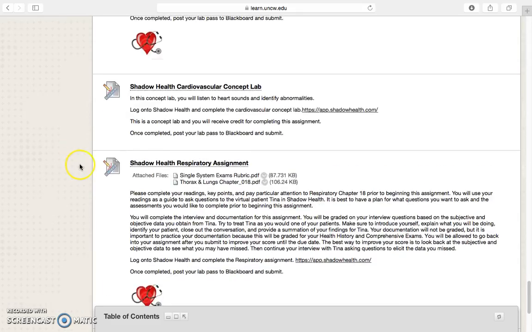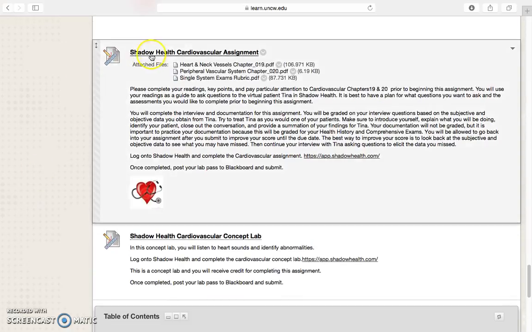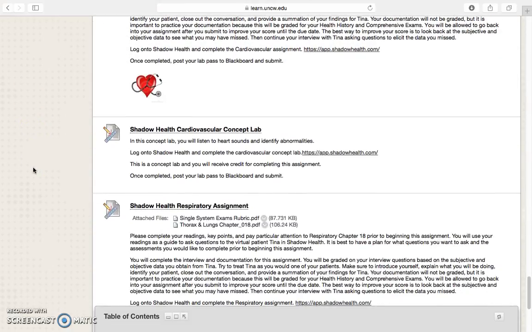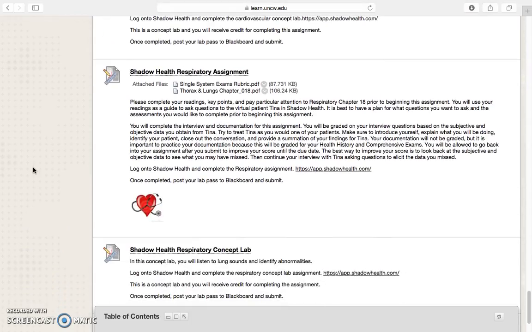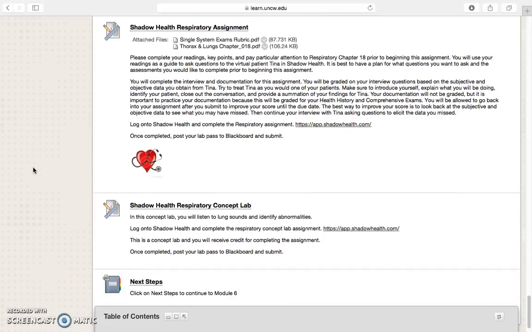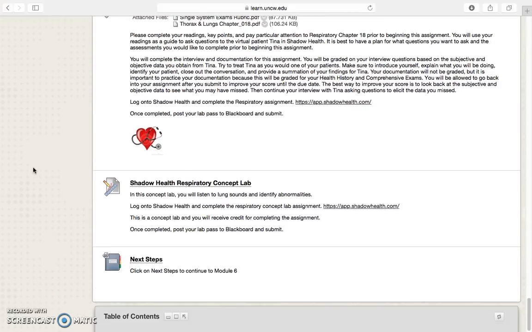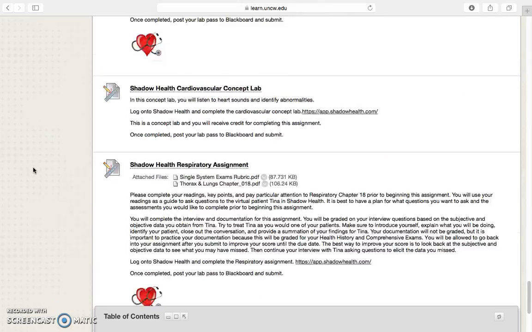The Shadow Health respiratory and cardiovascular assignments are for a grade, just like your usual Shadow Health assignments, for your DCE scores. Again, please be sure to be practicing your documentation, as your documentation does not count for a grade in your single system labs. However, your comprehensive health Shadow Health assessment grade does include documentation, so you want to be sure you're practicing that and looking at the feedback in the Shadow Health program.